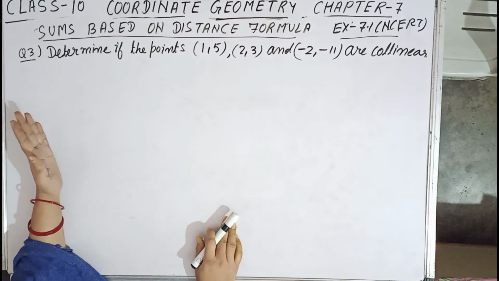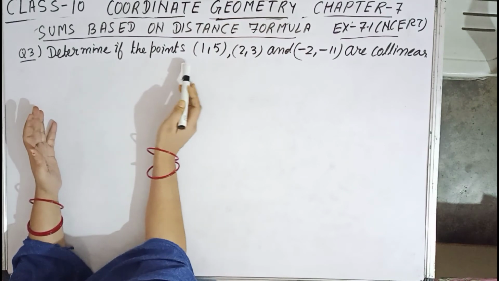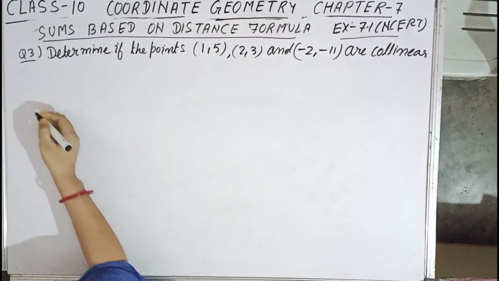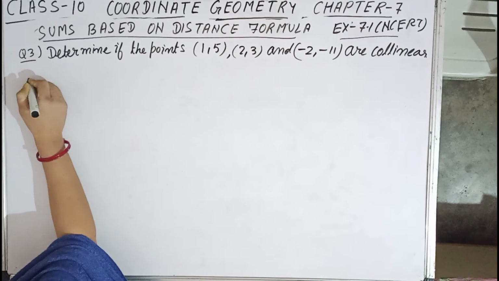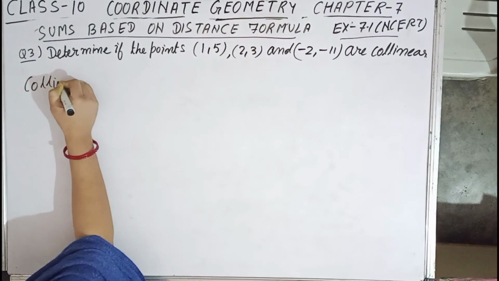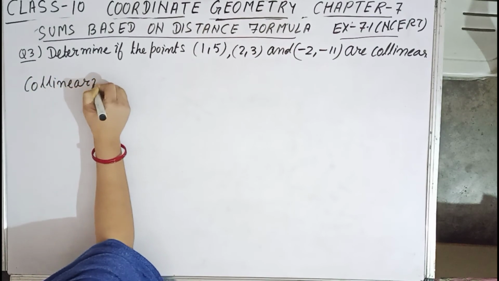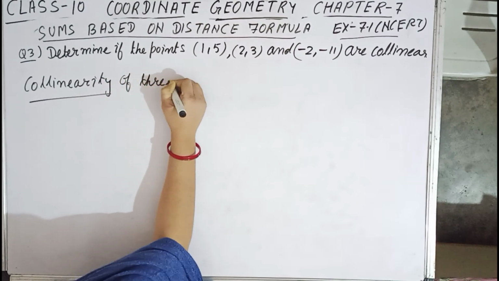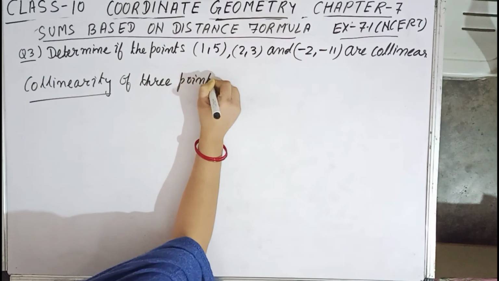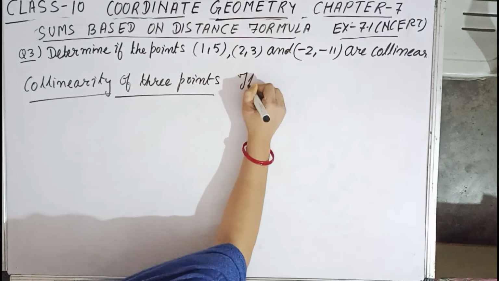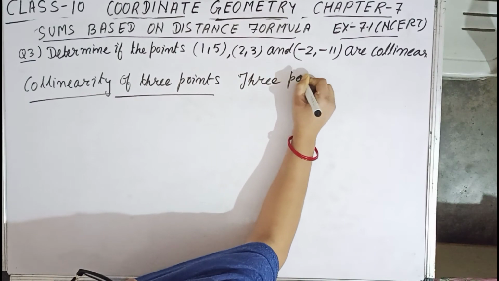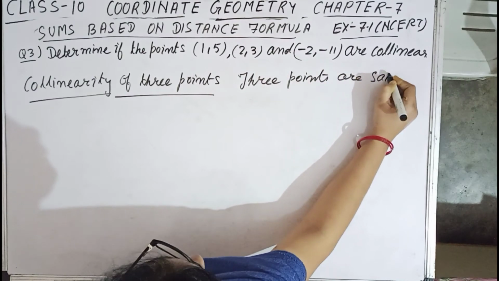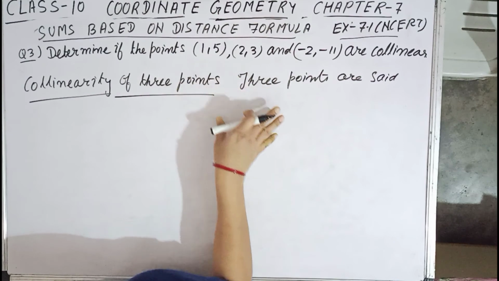Question number 3. Question number 3 says that determine if the given points are collinear or not. Now children, about collinearity we have discussed, but even then write the formula and definition over here. I am writing the definition first. Collinearity of 3 points. Three or more than 3 points also can be said in the definition. Here since 3 points are given, I am concerned about 3 points only.